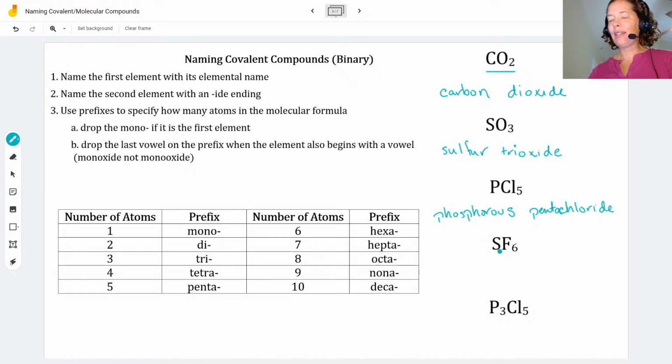My next one. All right, so I've got sulfur first again. There's only one, so I drop the mono. I've got fluorine as my second element. Again, I change the ending to IDE, so this is fluoride. And now I need a prefix to specify that I have 6 of those fluorine atoms. So going to my table, 6 atoms is a hexa prefix. Sulfur hexafluoride. Okay, so hopefully these are coming a little bit easier. We're going to still keep practicing examples. It takes a little while before those rules really set in. Okay, again, I've got phosphorus.